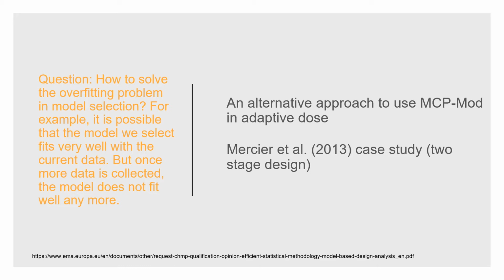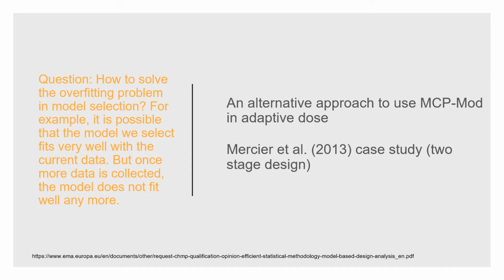A great example of this is an alternative approach to using the MCP mod in adaptive dose finding, and that is to use decision rules that are fine-tuned to specific trial considerations. As an example, in Mercier et al., they described a real case study of a two-stage design, and for decision making at the interim, different hypothetical scenarios of observed dose response shape were set up. For each scenario, a corresponding design for the second stage was pre-specified. At the interim analysis, you would then observe to which scenario the observed data correlate best, and the corresponding design is then selected for the second stage of the trial.